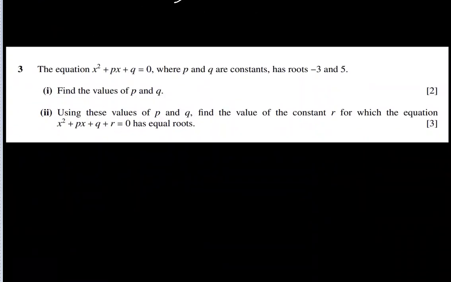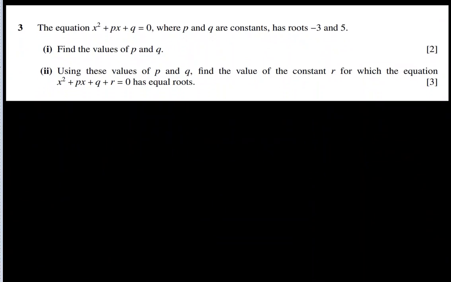Alright, let's go to the next one. The equation x square plus px plus q equal to 0, where p and q are constants, has roots, these two. Find the values of p, q. So if we know the roots, we can use remainder theorem. According to this, if I substitute the root into the main polynomial, I should get a 0 remainder, right?